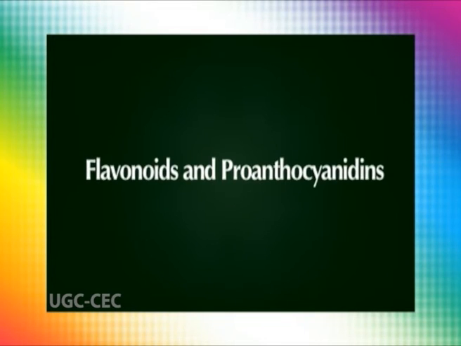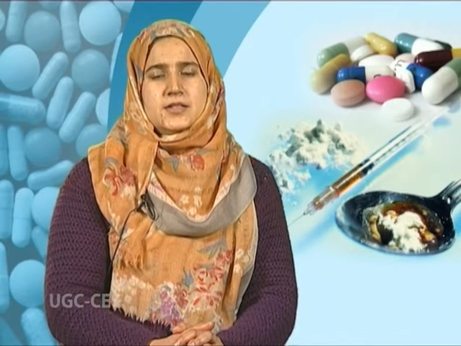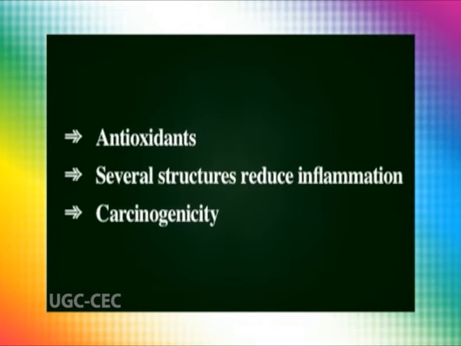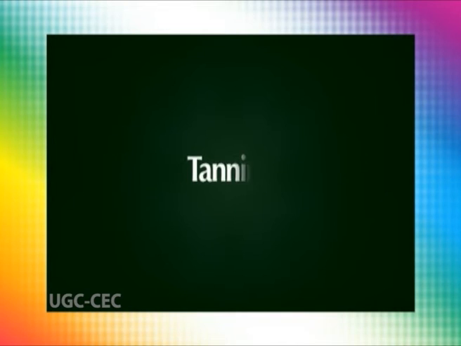Now, flavonoids and proanthocyanidins. Flavonoids consist of a central 3-ring structure and proanthocyanidins are oligomers of flavonoids. And the clinical properties include: they act as general antioxidants. Several structures reduce inflammation or carcinogenicity.